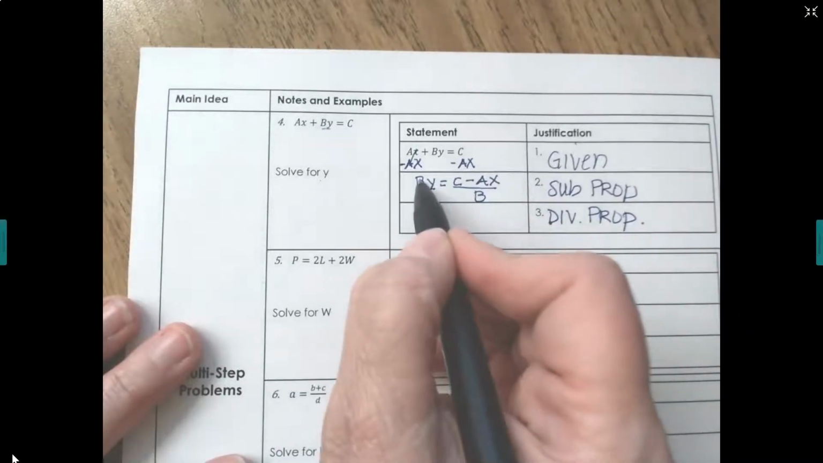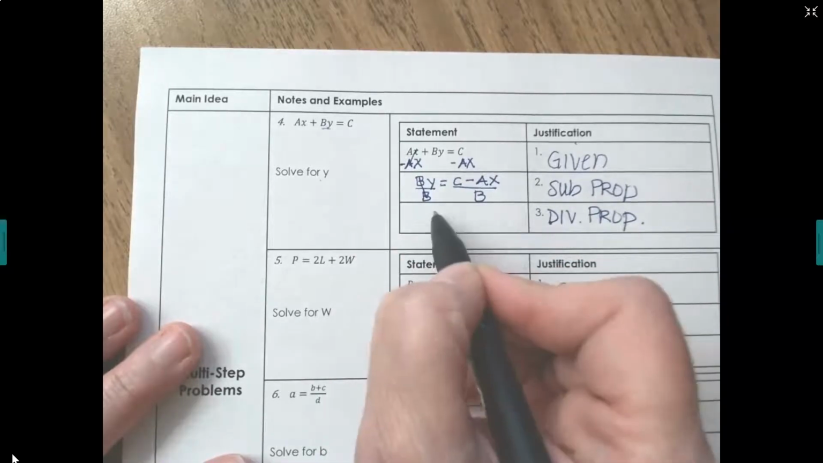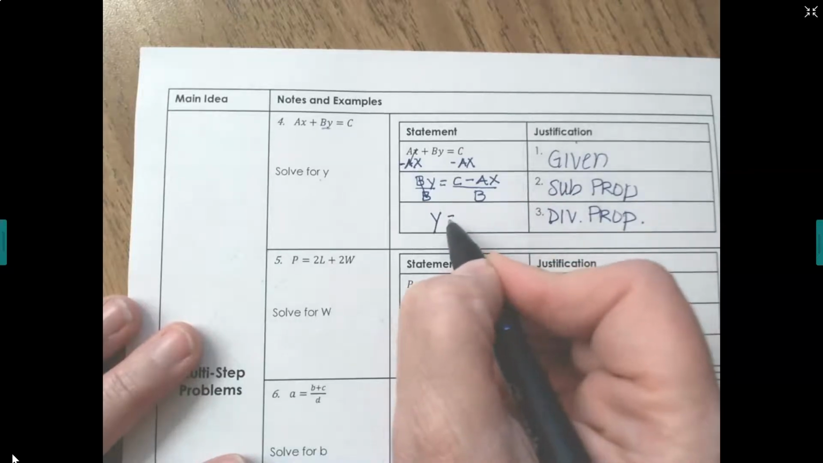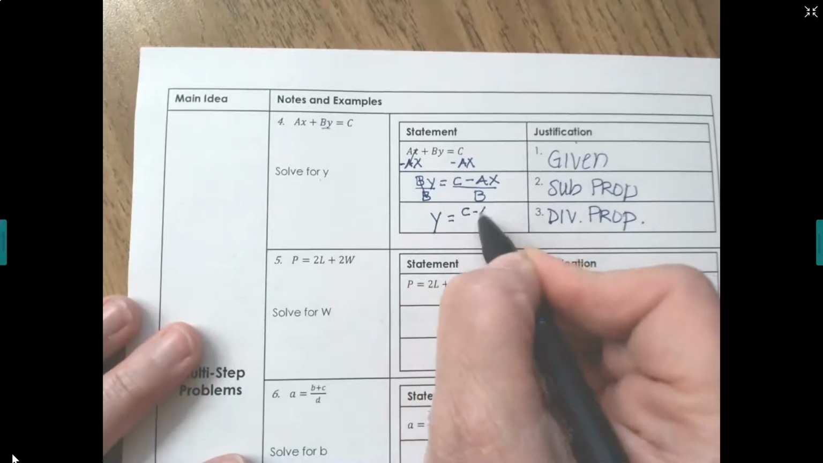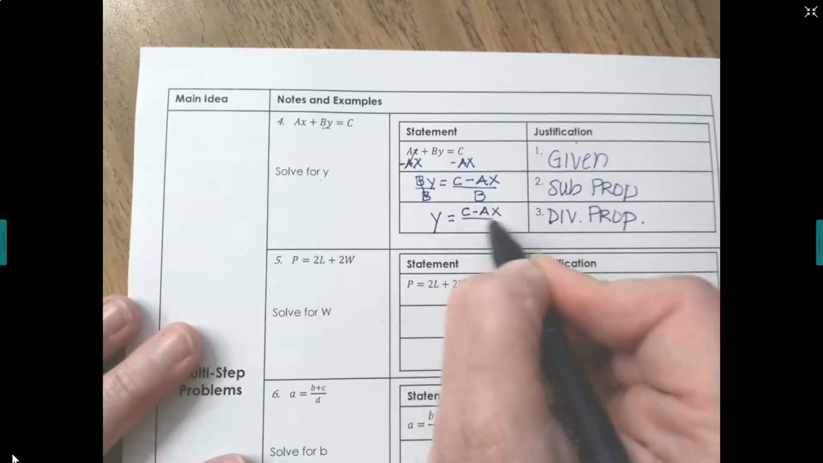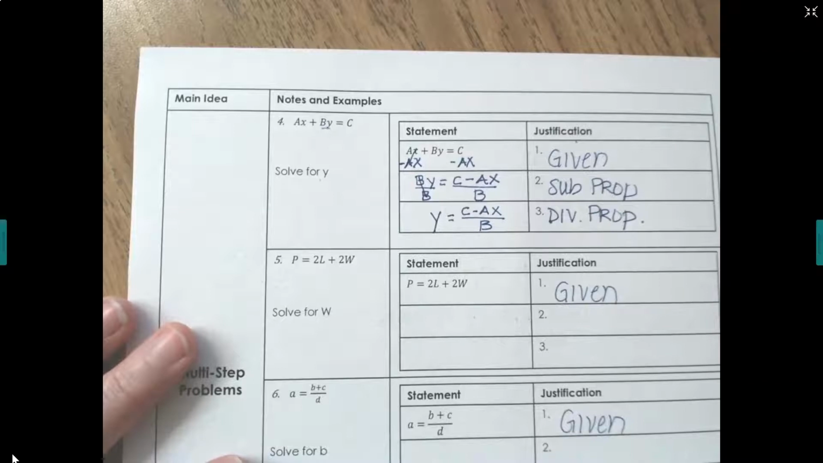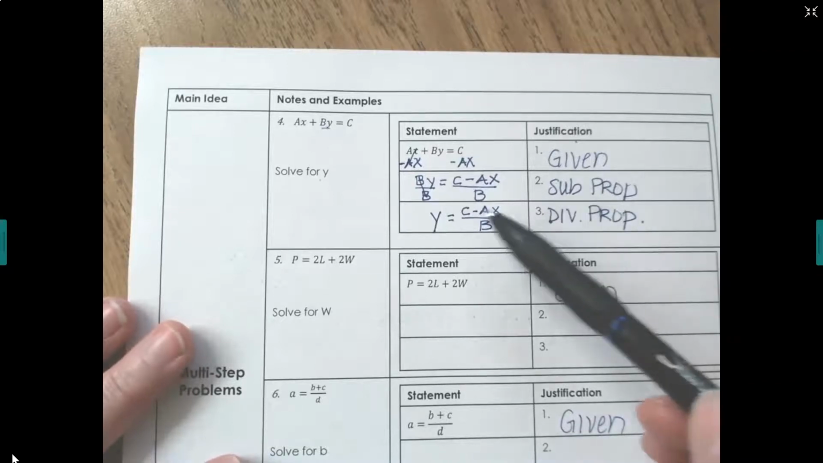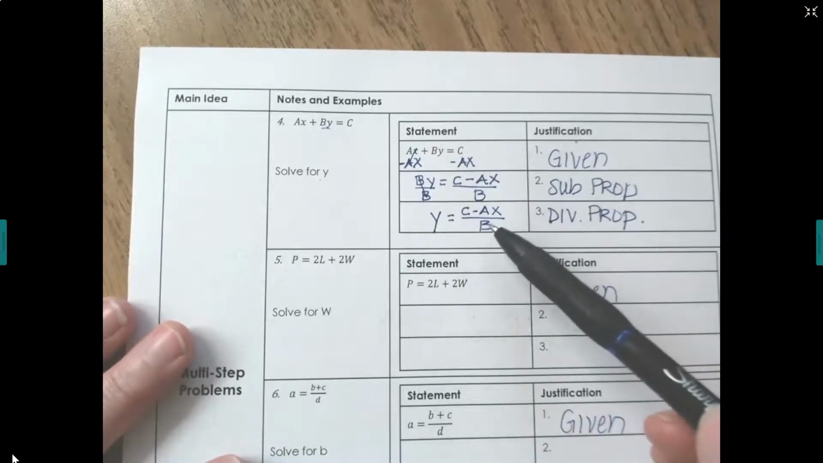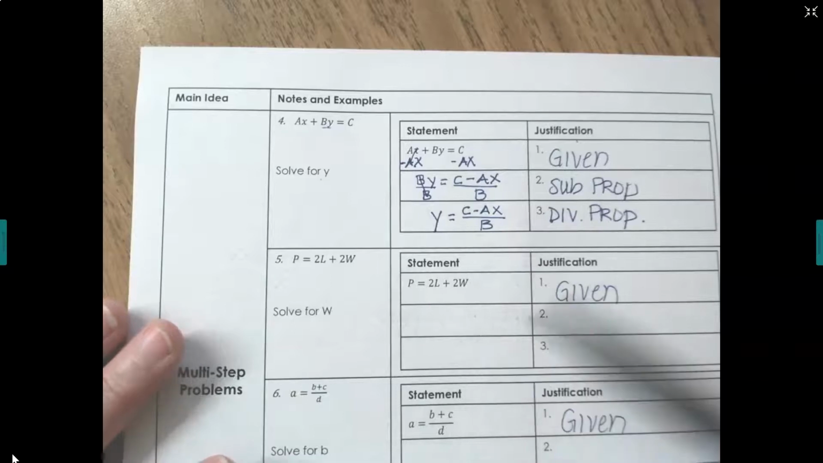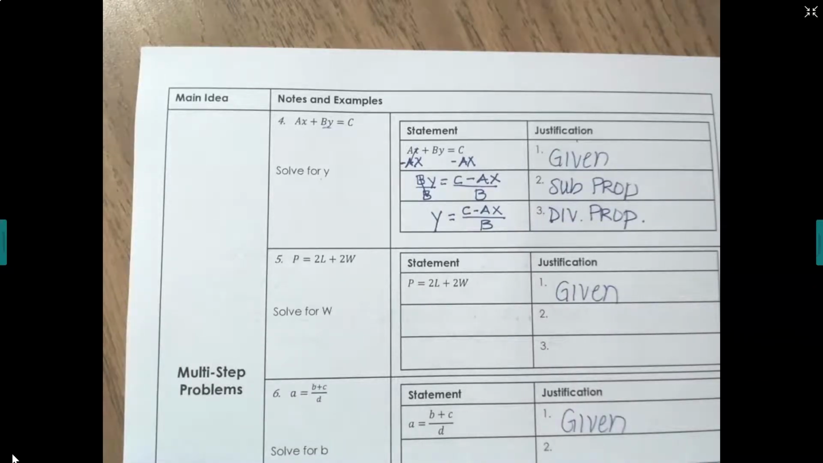Okay. B divided by b cancels to 1, leaving 1y. None of those are like terms, so we can't combine any of them, so we're just going to bring them down. C minus ax divided by b. That's going to be our final answer there. So that's the big thing. Because they don't combine down or reduce, because they're not like terms, you tend to have everything remaining in your final answer that you started with. It's just in a different position.